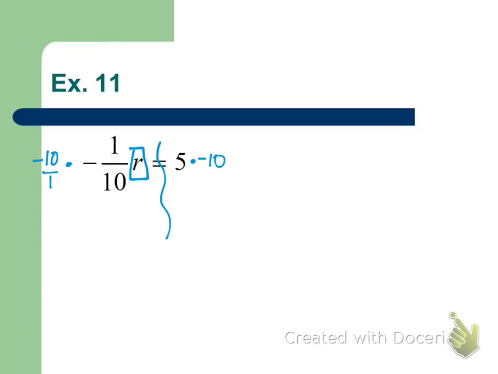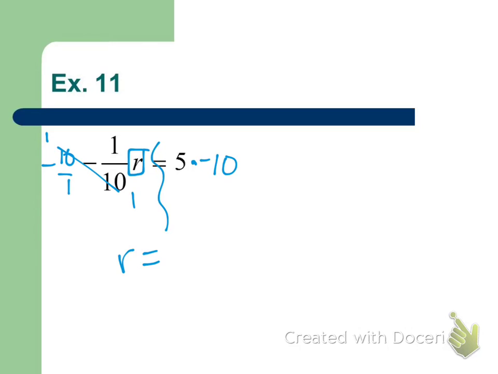Again, we've done this a few times now. A negative times a negative is a positive, so those go to 1's. We're just left with R. 5 times negative 10 is negative 50.